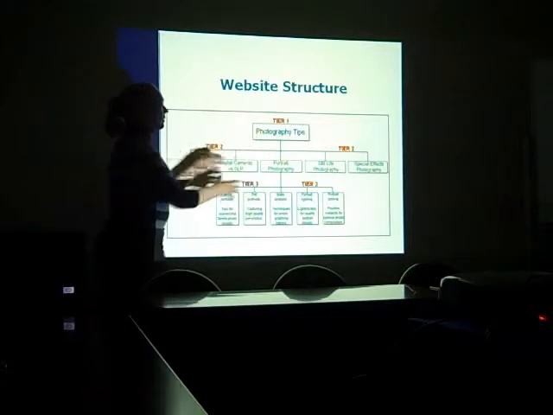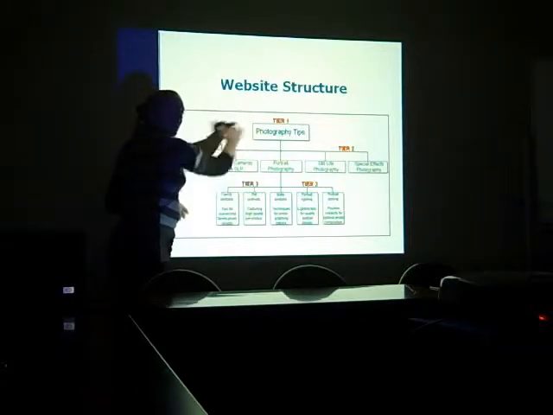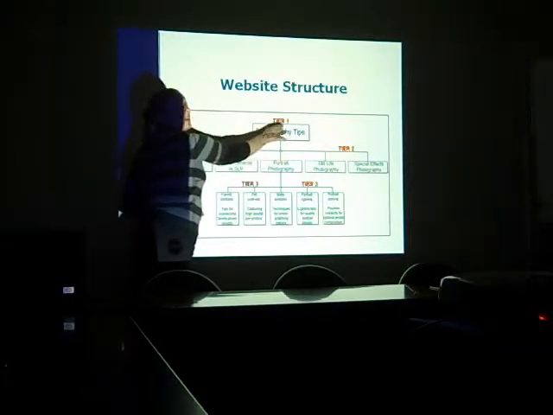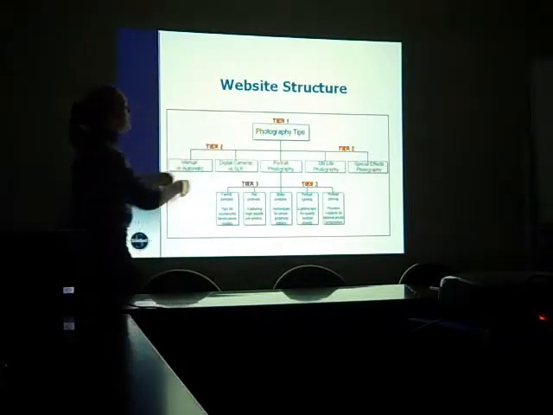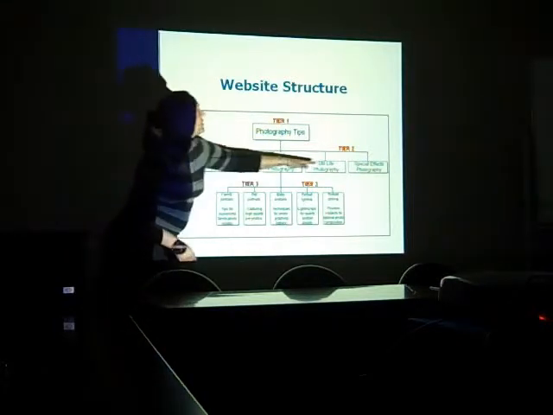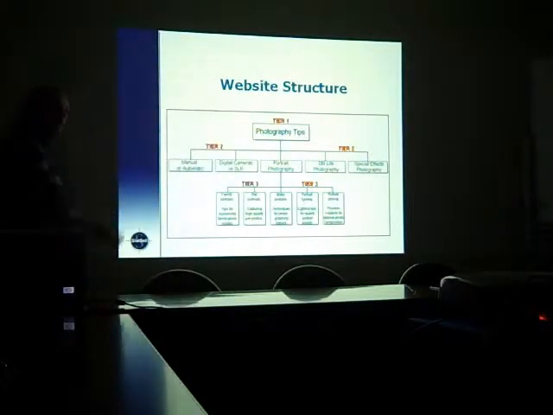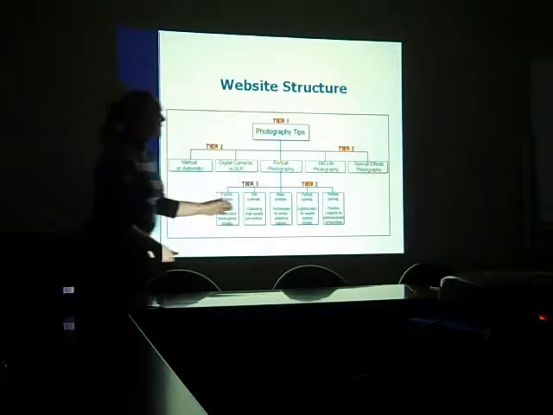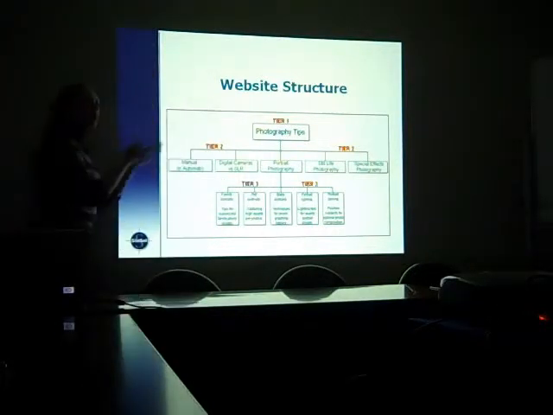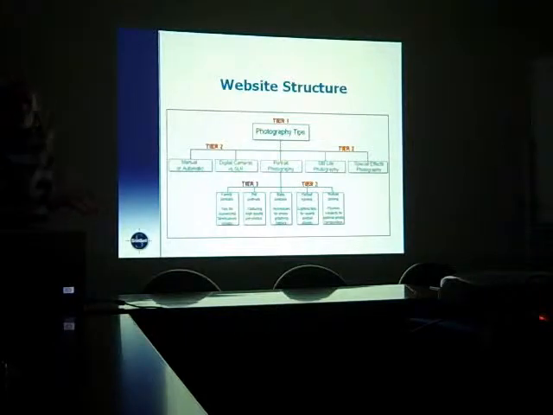That tier structure that I was talking about, so this is your three levels. So this is your home page. This will always be your home page, that tier 1. Then your tier 2 is the nav bar that will come down the side. And then your tier 3s support all the different pages on your nav bar.